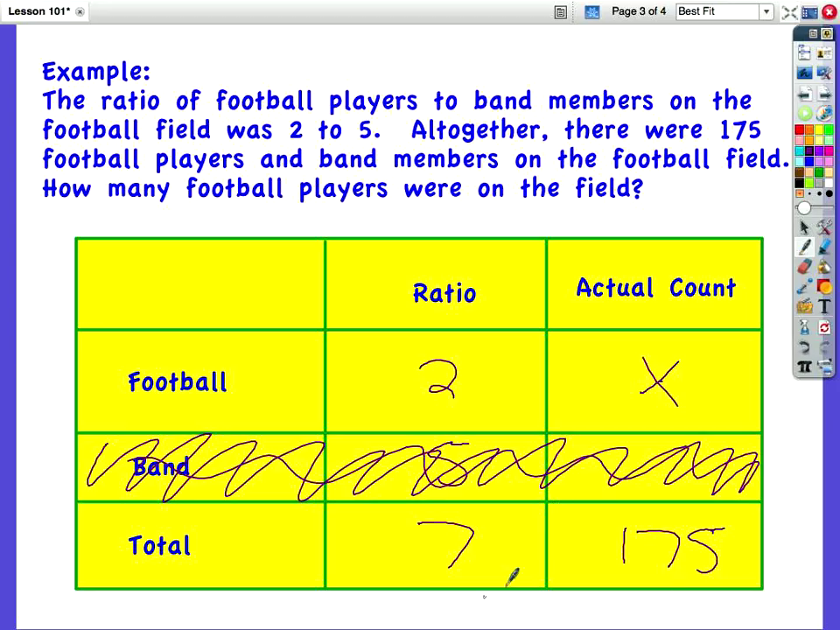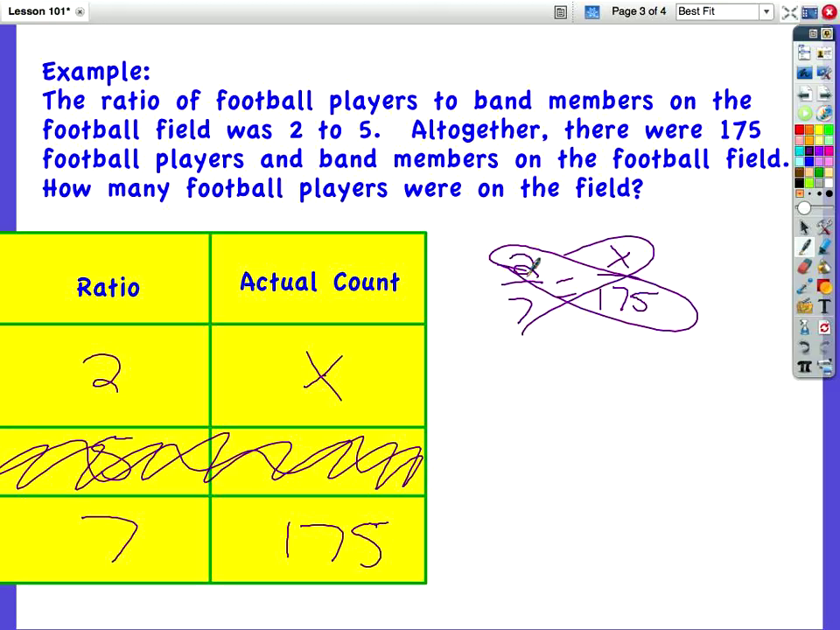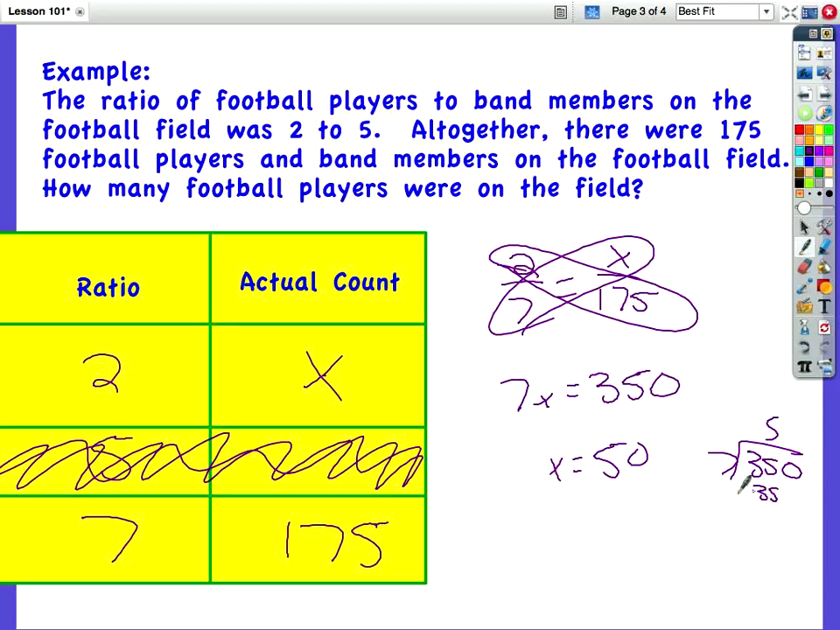In this case, I'm going to cross multiply. I'm going to move all this over so that we can show some work here. So I have 2 is to 7 as x is to 175. I'm going to do some cross multiplication here. So 7x is going to equal 350, and x is going to equal 50. I'll show my work: 350 divided by 7. So my answer is going to be 50 football players, or I'm just going to write players.